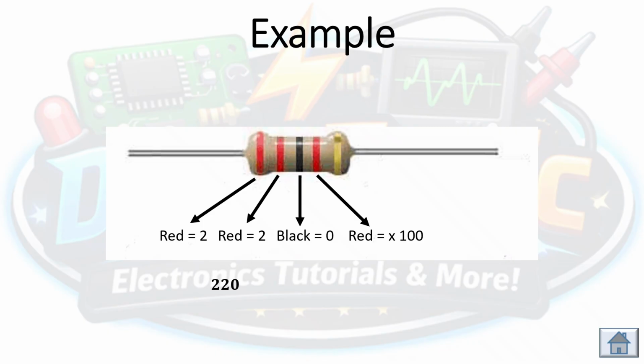Fourth color is a red, that's multiplied by 100, the multiplier. So we multiply 220 by 100, in which case we will get 22,000 or 22 kilo ohms. This now is the nominal value of the resistor shown. For the tolerance, we can see that the last color is gold. Table value would be plus minus 5%. So the tolerance of the resistor shown on screen is plus minus 5%.